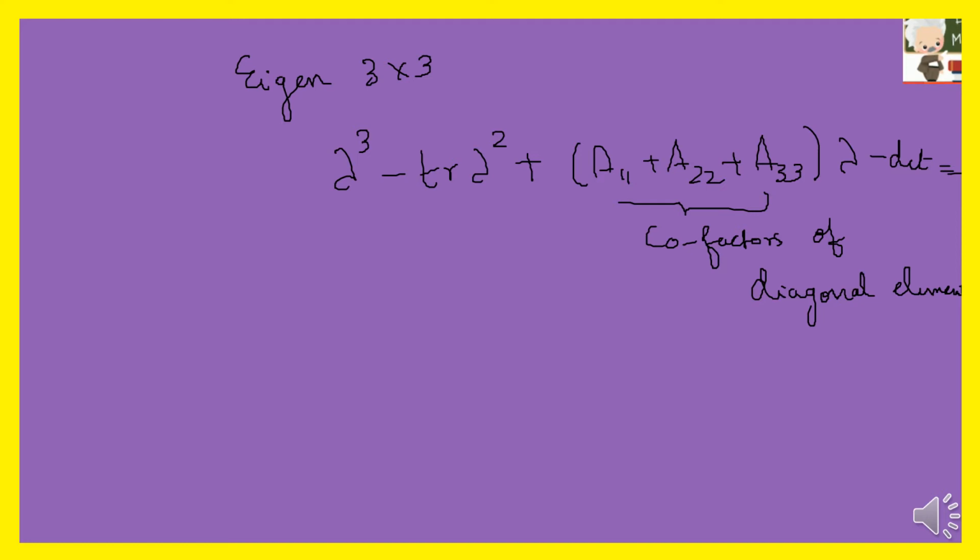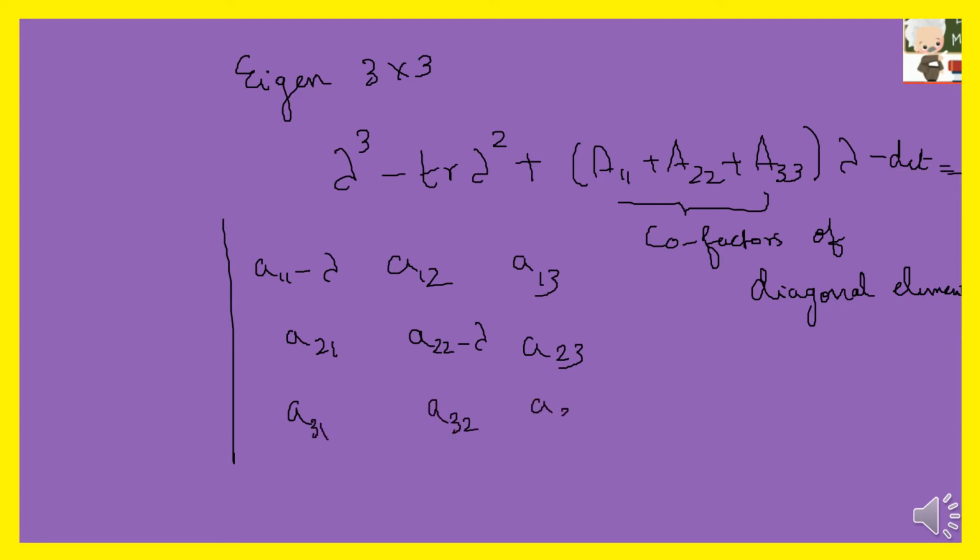Okay. So generally, the 3 cross 3 matrix to find the eigenvalue looks like A11 minus lambda, A12, A13, and the next row is A21, A22 minus lambda, A23, and the next is A31, A32, A33 minus lambda is equal to 0. Okay. So let us see.